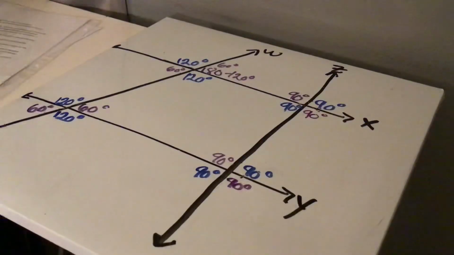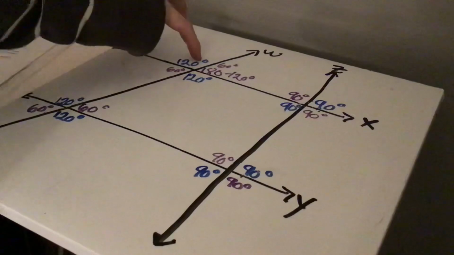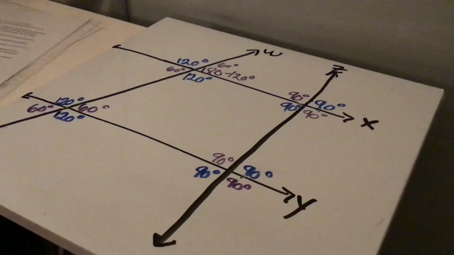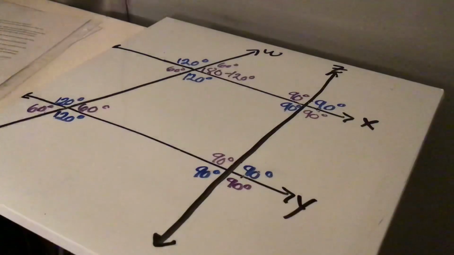So as long as we have two parallel lines, if you know one angle, right, we start with just this one, we can find all of these angles using our angle pair relationships. So corresponding, alternate interior, and alternate exterior.